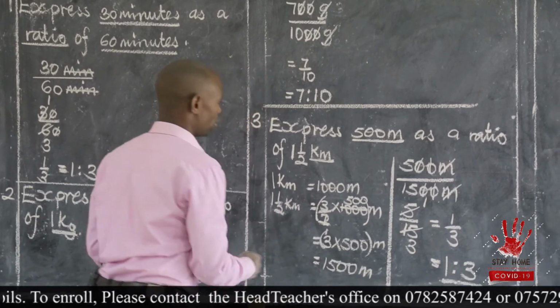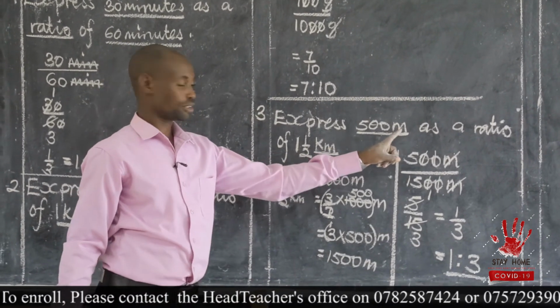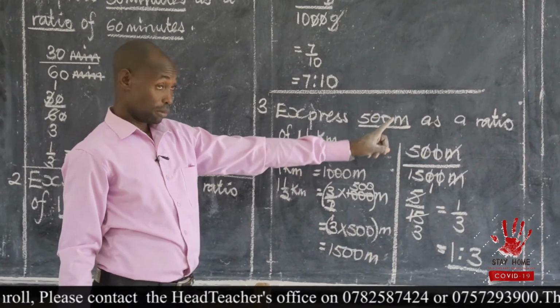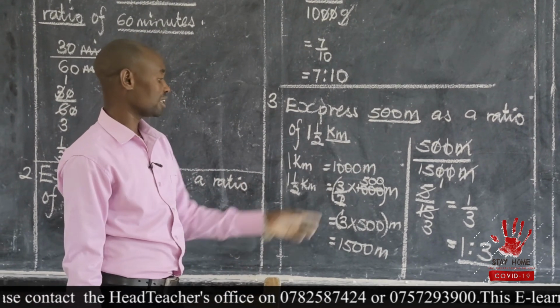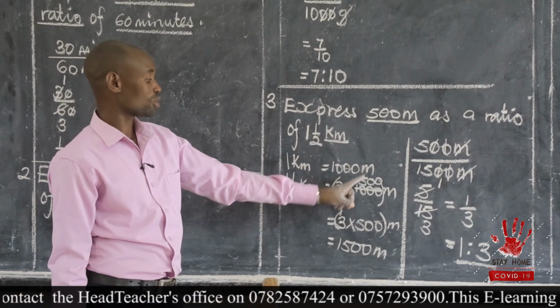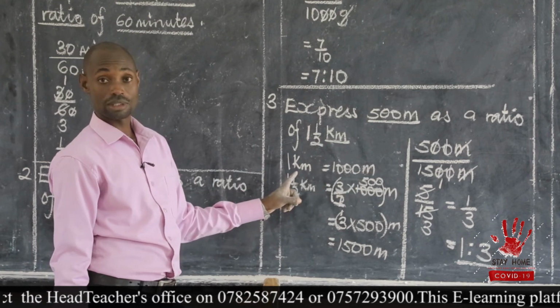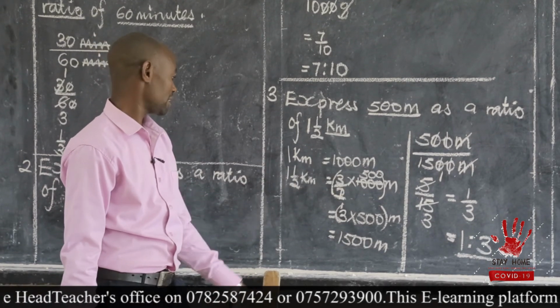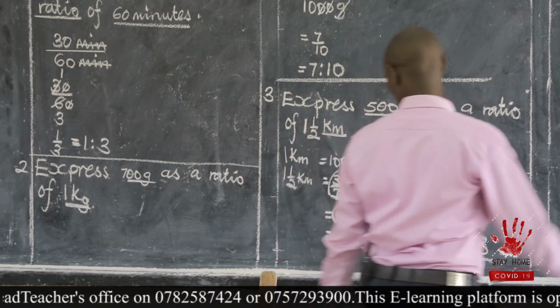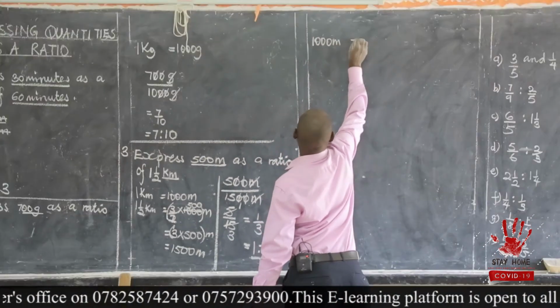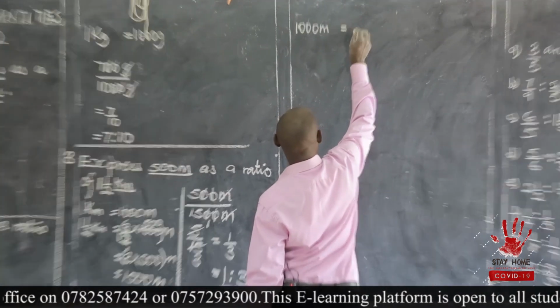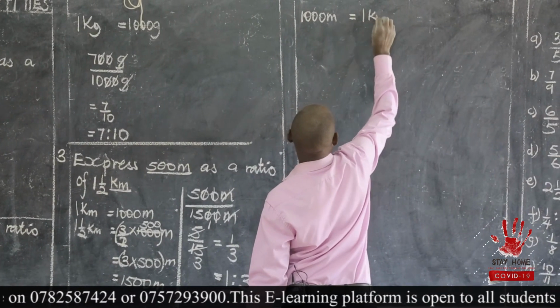So how do we convert from meters to kilometers? From meters. So it means when you are relating, you begin with the meters. Why? Because you are converting from meters to kilometers. You learned this in P5. So we shall say 1,000 meters will give us 1 kilometer.